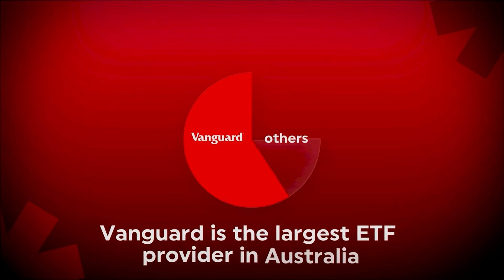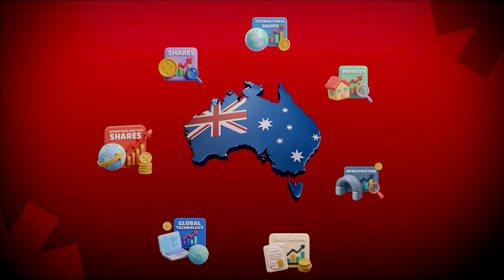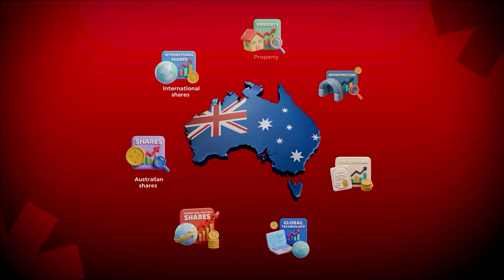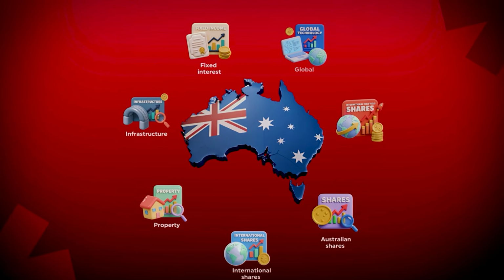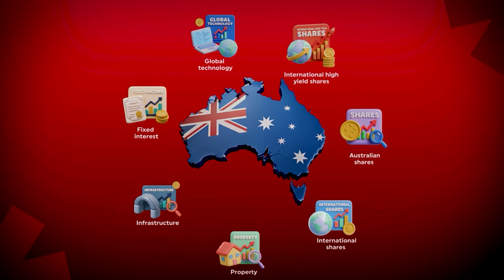Vanguard is the largest ETF provider in Australia. They have funds covering Australian shares, international shares, property, infrastructure, fixed interest, and now for the first time, global technology and international high yield shares.